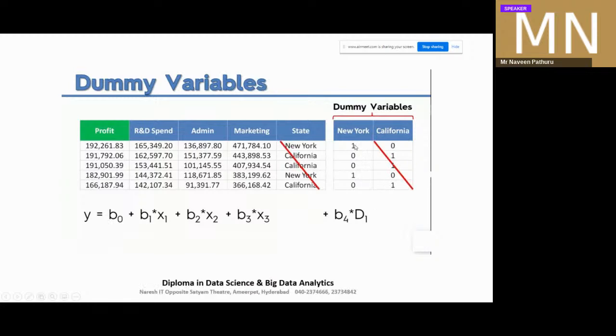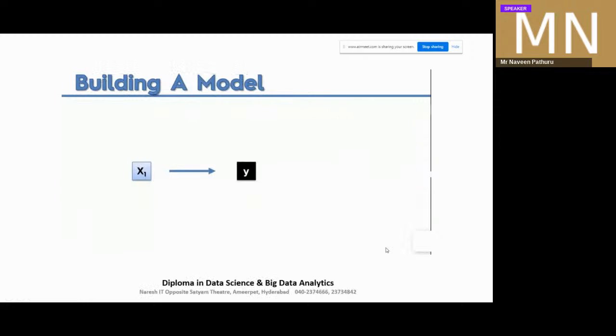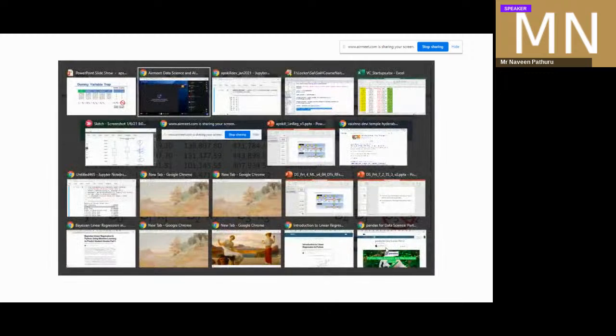It is sufficient. Wherever there's a 1, it is indicating it's New York. A 0 means it's California. So you do not need the next one. So what is that? Always omit one variable. These are called dummy variables. Everybody with me, guys? One more time.